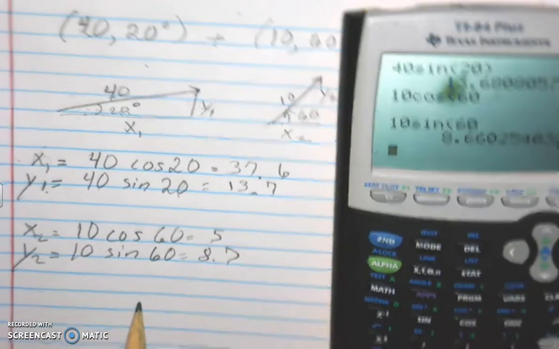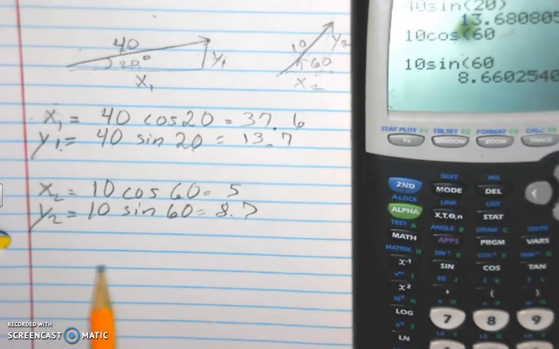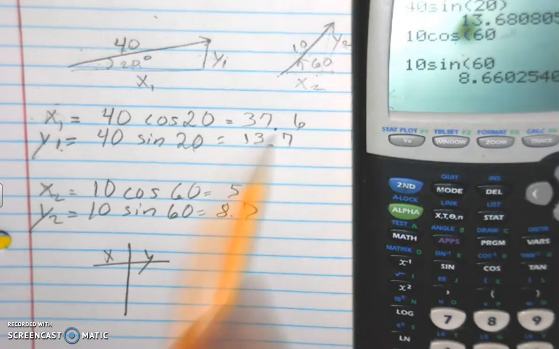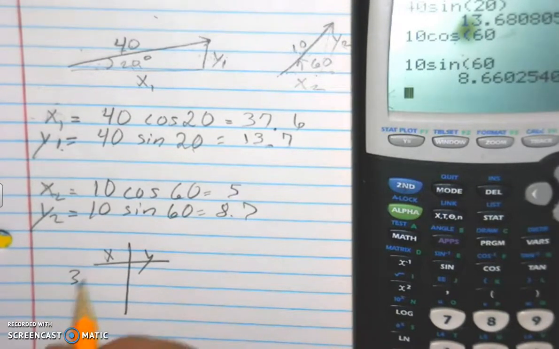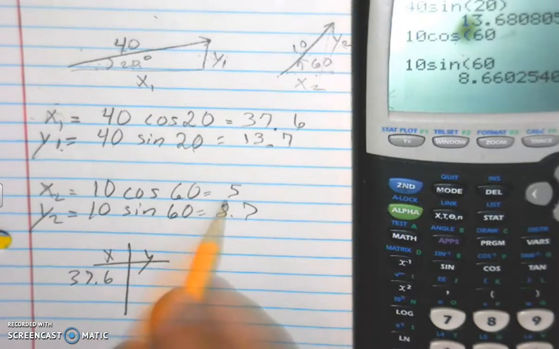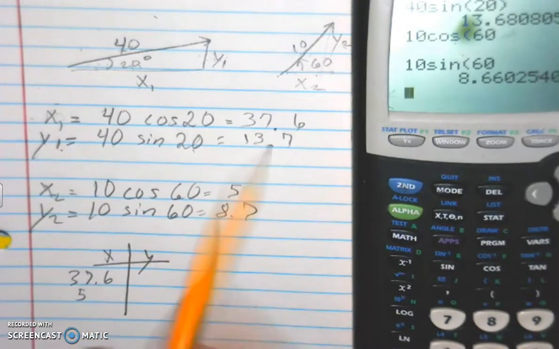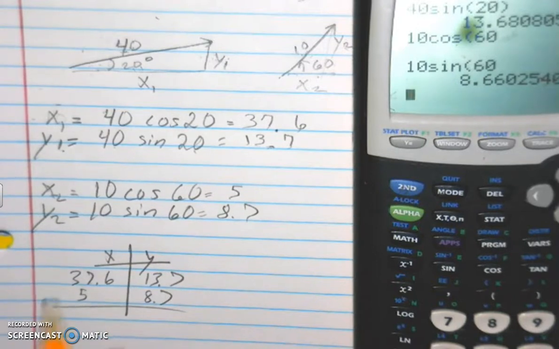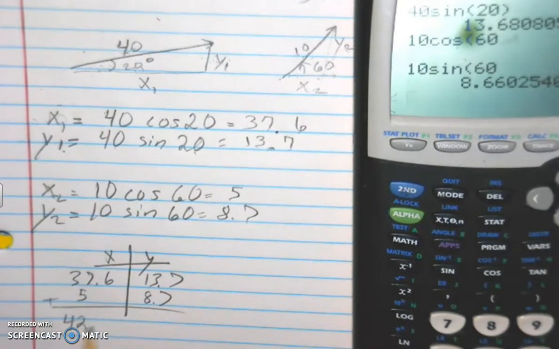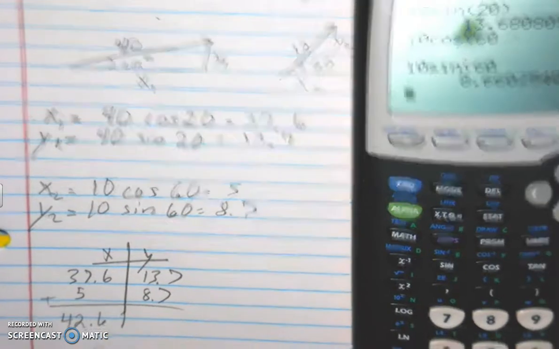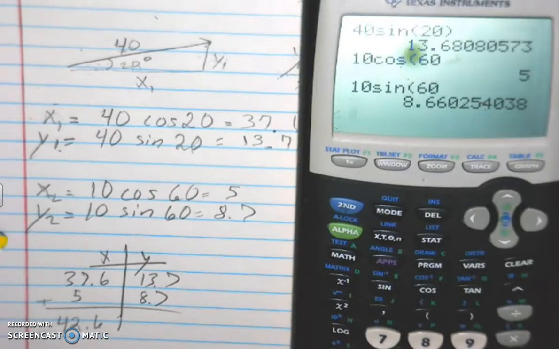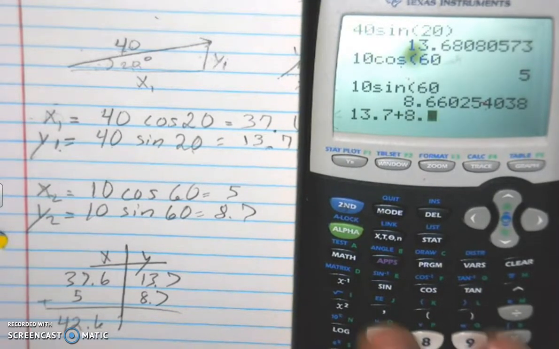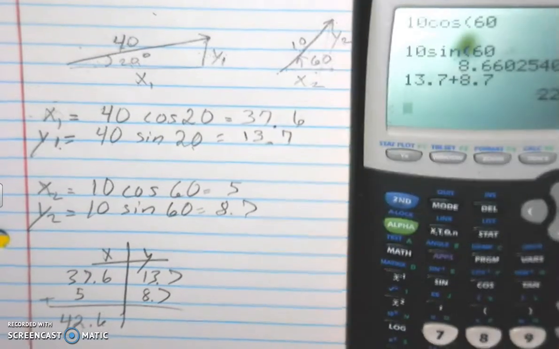Alright, I'm going to throw my numbers into an XY table. X, Y, my X1 is 37.6. My X2 is 5. My Y1 is 13.7. I got 8.7. Add them together. This is 42.6. 13.7 plus 8.7, you get 22.4.